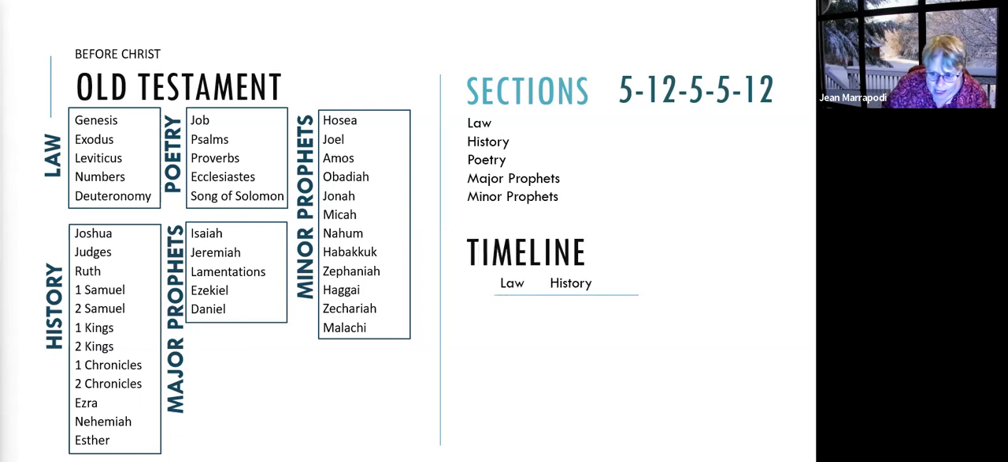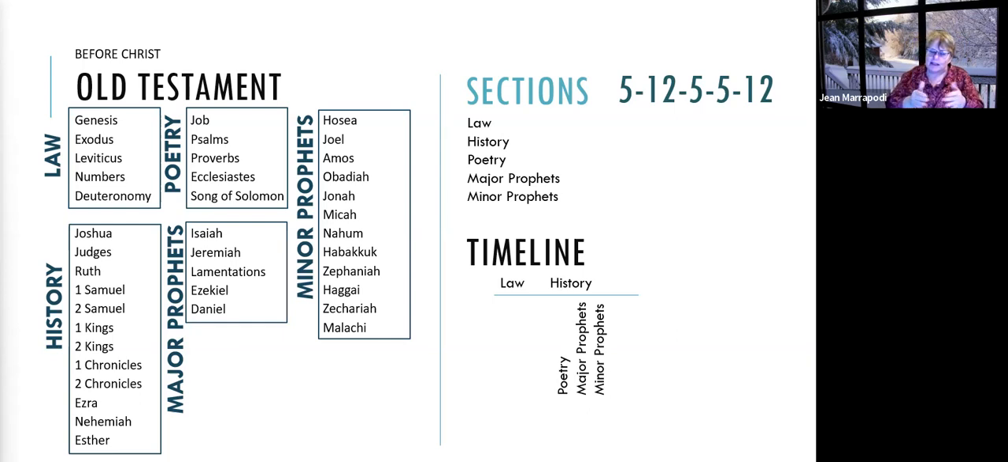Now, the timeline of the Old Testament is basically contained in the law and the history. That's where all our squiggly line and all that dividing is. That's those books from Genesis to Esther. The poetry, the major prophets, and the minor prophets all fit in the latter half. Poetry basically in the United Kingdom and major and minor prophets in the divided kingdom. And that's where those stories fit.